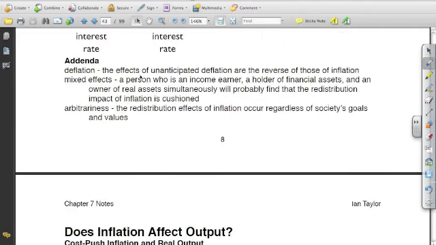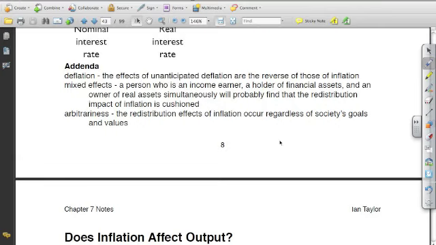Deflation: the effects of unanticipated deflation are the reverse of those of inflation. Mixed effects: a person who's an income earner, a holder of financial assets, and an owner of real assets simultaneously will experience a redistribution impact of inflation. Because as an income earner, as a holder of financial assets, and as an owner of real assets, the effect of inflation on each of those is going to be different. Thus, if they mix up all of those different areas, then they'll be affected in a mixed way.